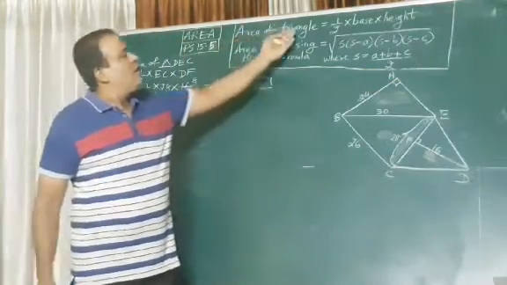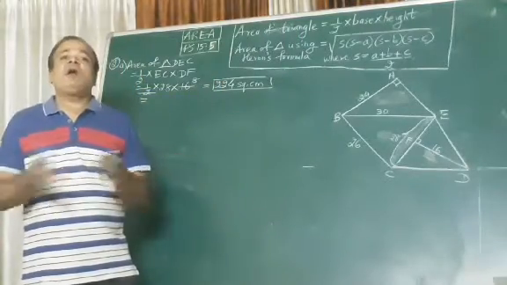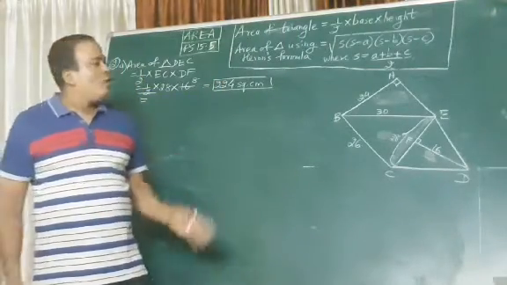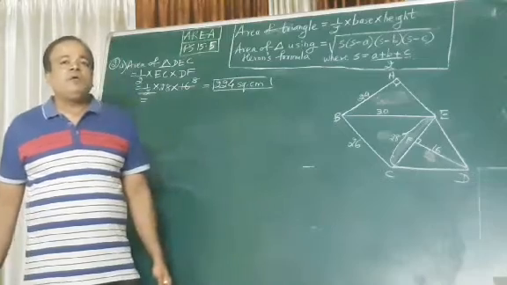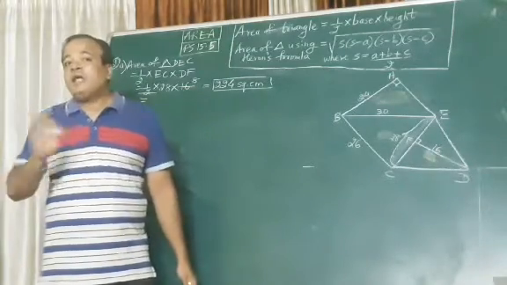Same thing. A right angle triangle also is a triangle. So the area formula is the same. How is that? Half into base into height. So who are the base and the height, I told you? In a right angle triangle, who are the base and the height? Anything except the hypotenuse.